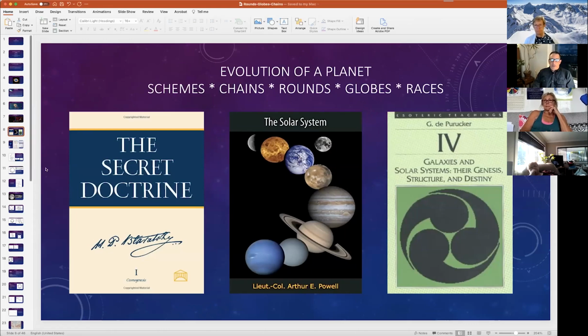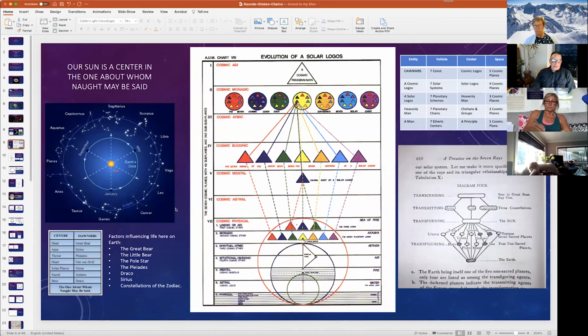I just put these three books here because these are primarily the Secret Doctrine and Solar System that I pulled all this from as an overview. And this is just giving you some pictures, some of which we've seen, some of which we haven't. This is the sun and its relationship to all the constellations. Just realizing that the sun is a center in this thing called the One About Whom Naught May Be Said, which is greater than the seven solar systems, and that of which the seven centers in this One About Whom Naught May Be Said, along with all these other constellations, are somehow part of this much larger entity.